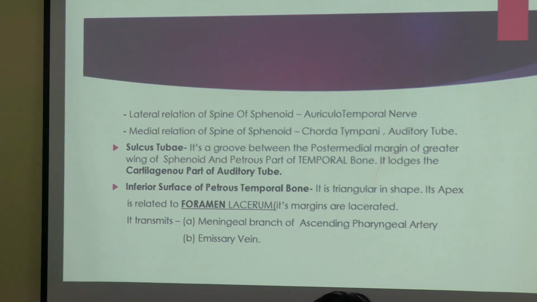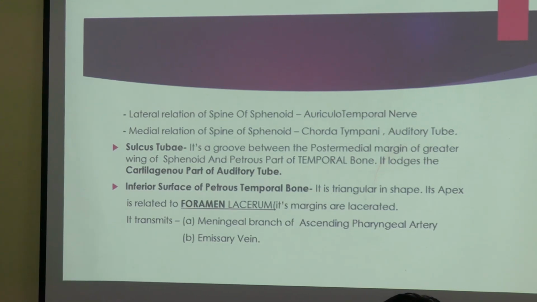These things you need to know because HOD sir was asked this question during his PG time, so he is remembering it. That day he was talking about this. So there is a probability that this might be asked to you. If you can tell all the things, then at last he might ask you the relations of the spine of sphenoid. Just know it, write it down, and it is there in the book also. So spine of sphenoid, lateral and medial relation: auriculotemporal nerve, chorda tympani and auditory tube.